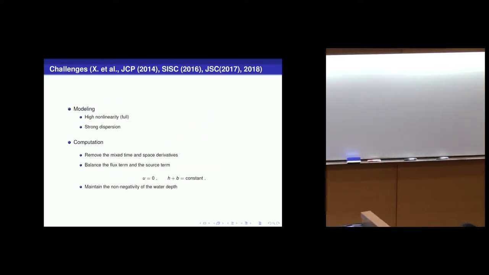Okay, we can see the modeling has some features here: high order nonlinearity, actually, and a strong dispersion. Just one very, very slight step moving forward, we have strong dispersion, just by introducing the alpha. And then after the introduction of the parameter alpha, it's not easy for the computation, but by introducing an artificial variable, we remove the mixed time and space derivatives. This is mentioned in this paper.